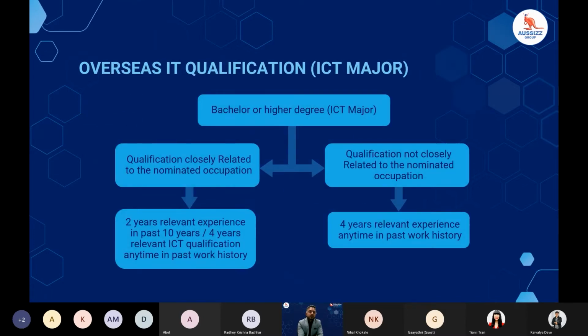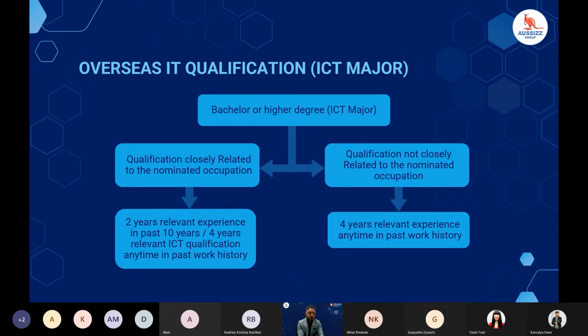Overseas qualifications. If you have a bachelor degree or higher which is an ICT major, then there are two subsections. If your degree is ICT major, the question is whether your degree and the subjects that you have studied are related to the nominated occupation. So if you choose, for example, software engineer, but your qualification is highly relevant to network engineer, then your qualification will not fall under a qualification closely related to the nominated occupation. It will fall in qualification not closely related to the nominated occupation.